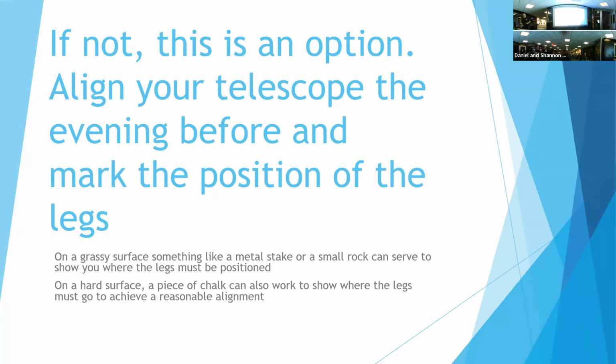Now, if there's no grass, if it's just a hard surface, maybe like the driveway or the deck, a piece of chalk can also work to show where the legs must go to achieve a reasonable alignment. So a piece of chalk marked on the ground, and if you cannot leave the tripod overnight, then the next day you put the tripod exactly on the marks, and you're set, and it's already polar aligned. Of course, that's if you have an equatorial mount.